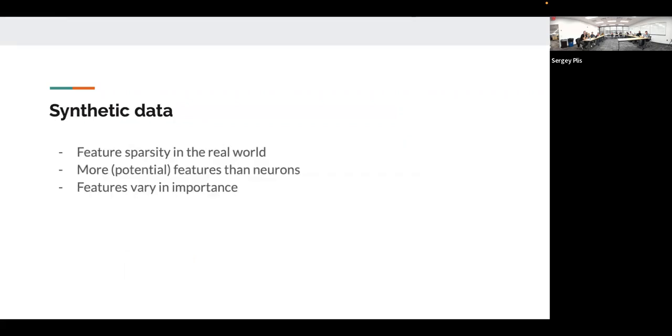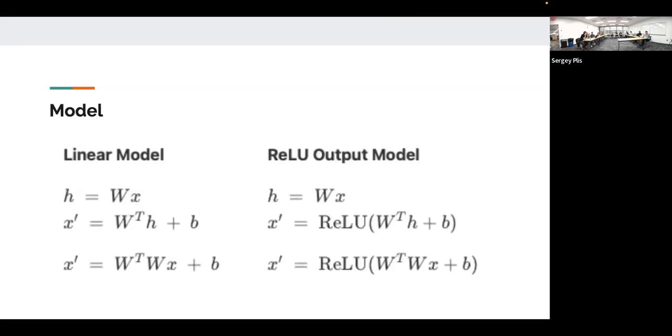What they do is they create synthetic data, and the argument for how they create it is that you have a lot of feature sparsity in the real world. So they have a sparsity parameter S that they use to generate the features. Oftentimes in the real world, you have more potential features that you can learn than neurons. Not per se the number of features in the raw data, but the potential number of features you could learn, because combinations of the original data can lead to features that you can use to classify or whatever. And features vary in importance.